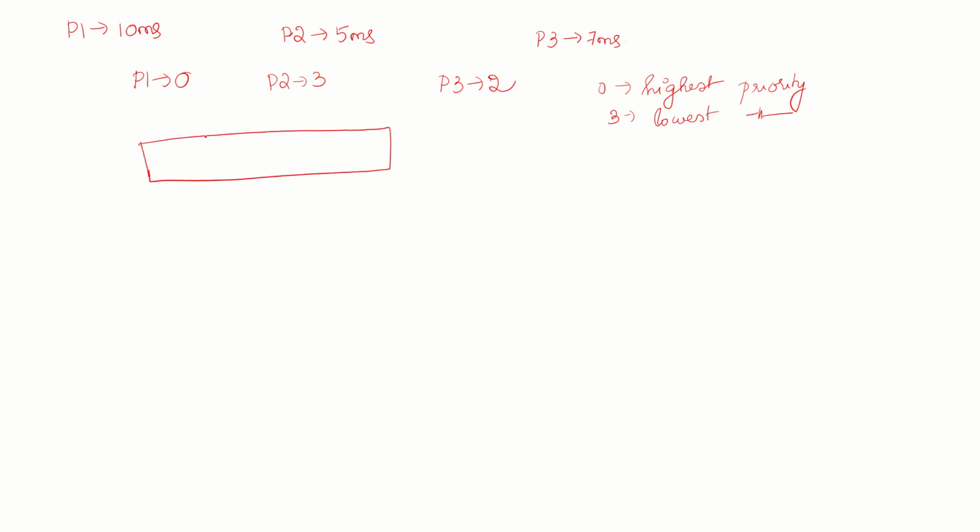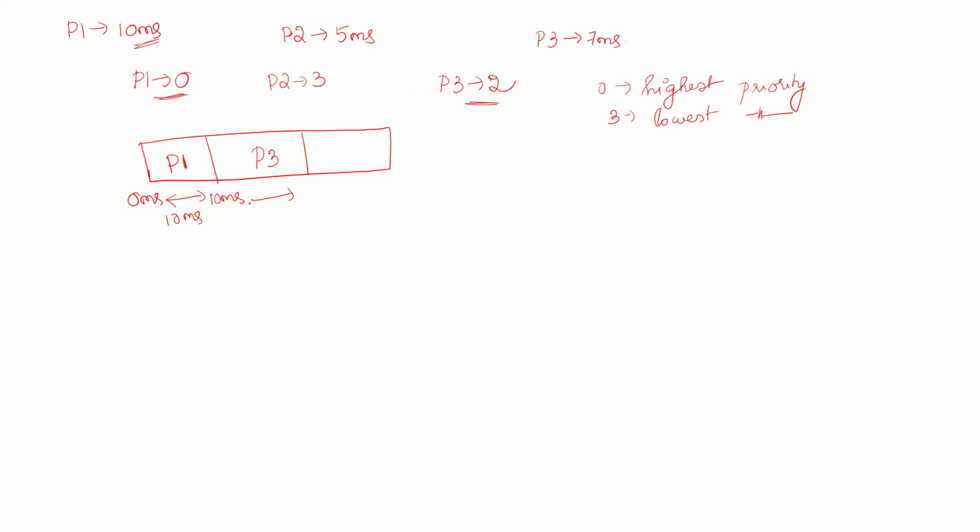3 processes, so 3 boxes within that, starting with 0 milliseconds. We have to consider the one with highest priority. So we have to consider P1 first. What is the completion time for that? It is 10 milliseconds. So P1 executes for 10 milliseconds, and at 10 milliseconds it completes. So the next priority process will come at 10 milliseconds. What is that? It is P3. P3 comes at 10 milliseconds.